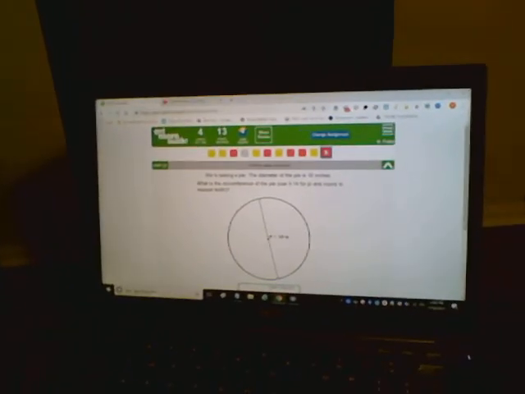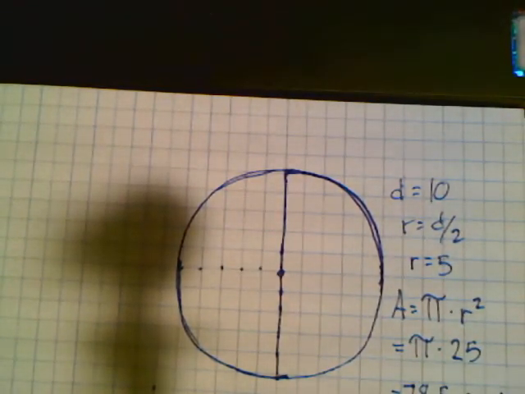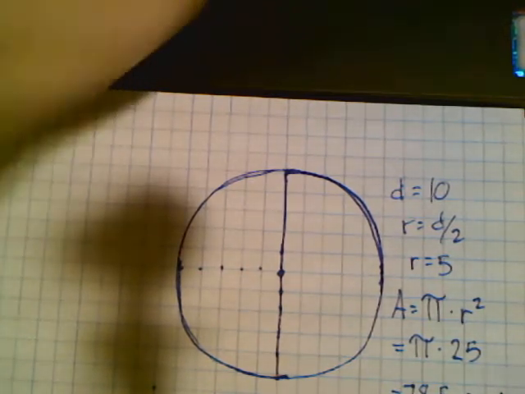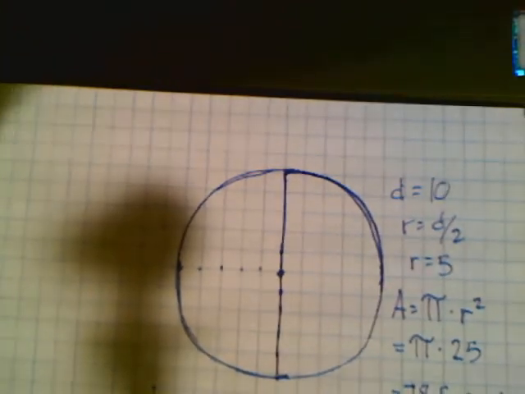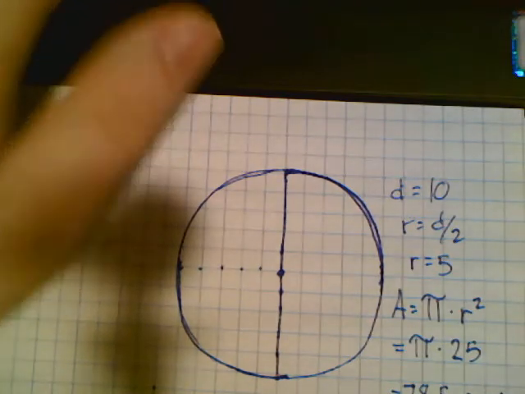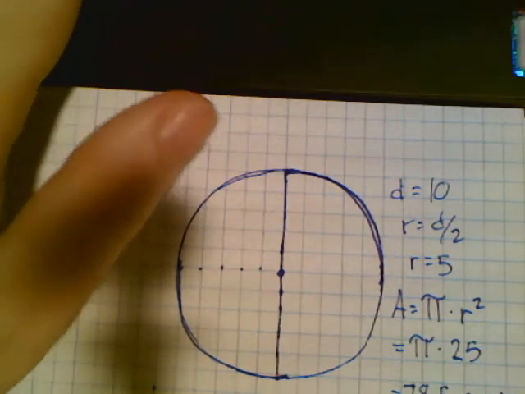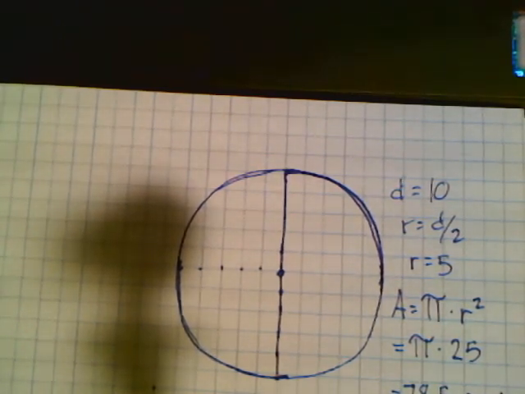Let's see if it likes it. Oh, it wants the circumference. Well, this is the area. This video is about area. If you want to know circumference, watch my circumference video. I already made it. In this example, it's going to be 31.4 inches. That's why you read the question. Oh, inches. Okay.